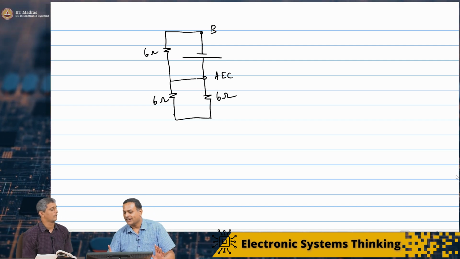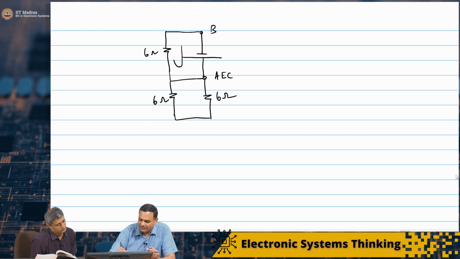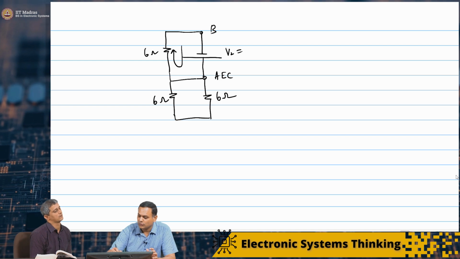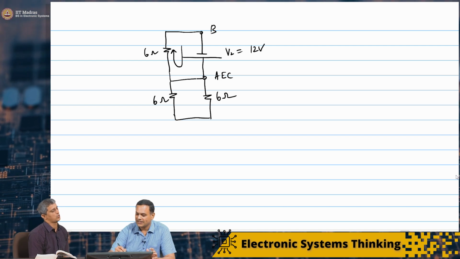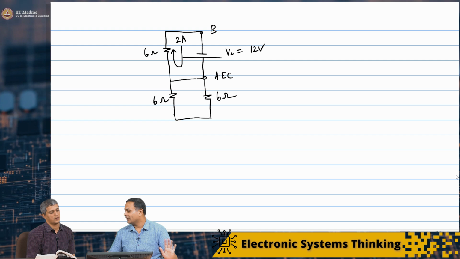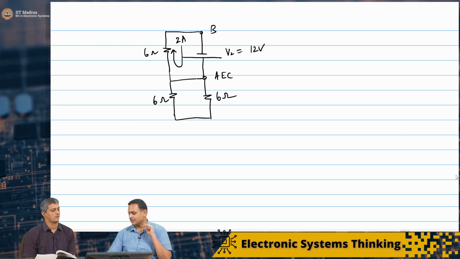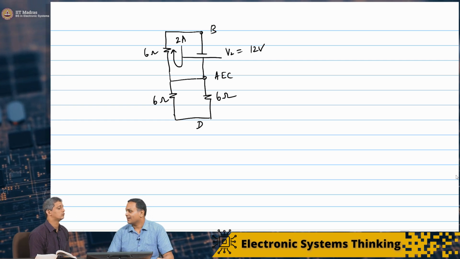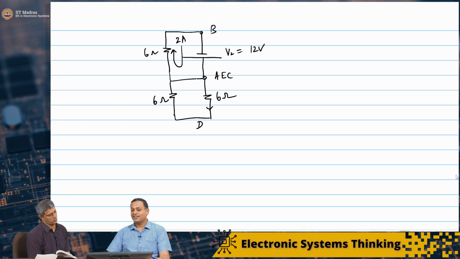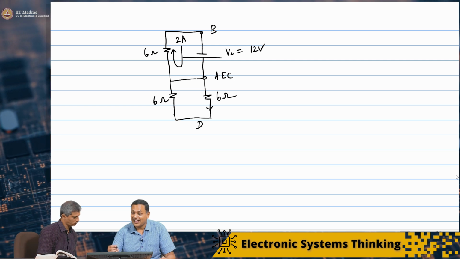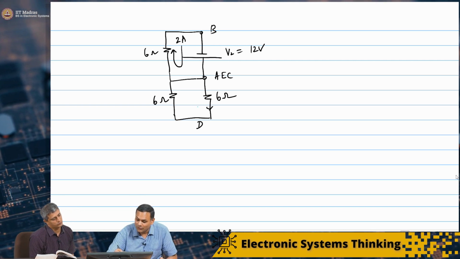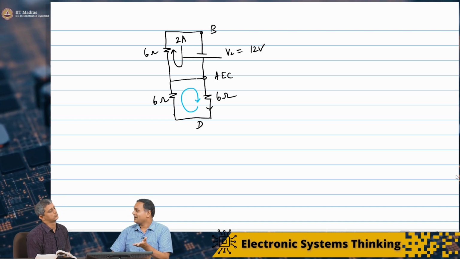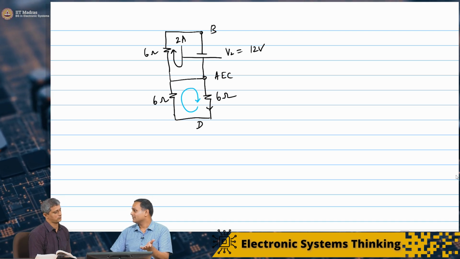Now, one thing I can say is that there is going to be a current flowing like this, and V2 is 12 volts. So there is going to be a 2 amperes current circulating here through the upper 6 ohm resistor. Now, my problem is what is the current flowing here? I note that there is a loop here which has no voltage sources and only resistors, right?